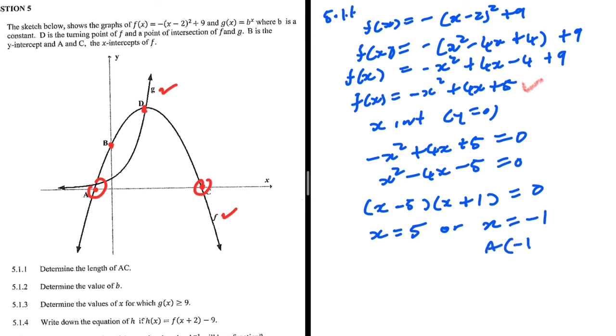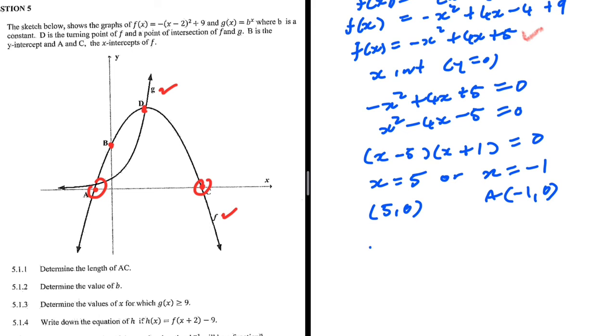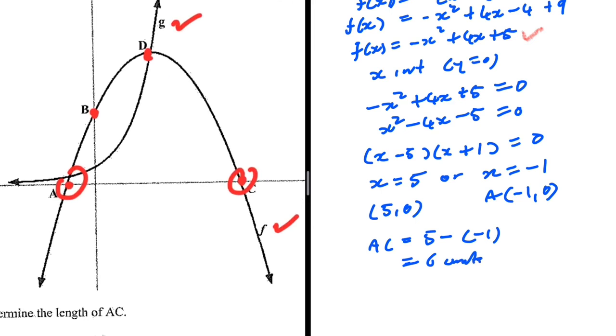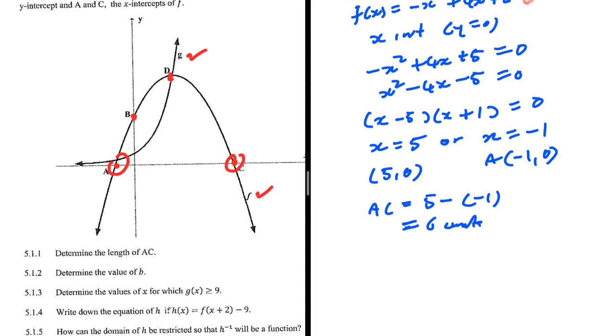So this is A. A is (minus 1, 0), and then C is (5, 0). So AC will be equal to, we don't necessarily need to use the distance formula here because at A, y equals 0, and at C, y equals 0. So we can just say that AC equals 5 minus (minus 1). Okay, and this is 6 units. We know that from the origin to C is 5 units, and then from A to the origin is also 1 unit because A is minus 1. So 1 plus 5 equals 6. So I think we have done everything the right way there. So that is 5.1.1.